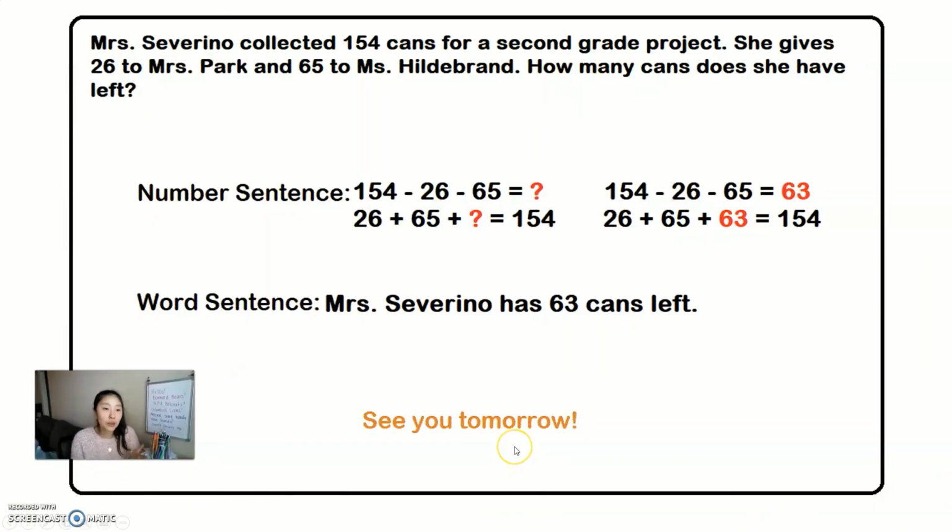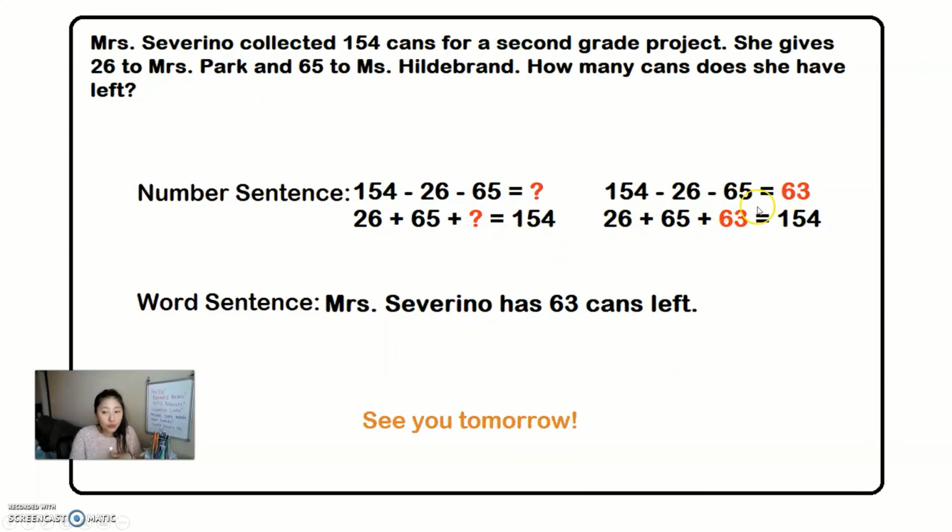So, what we ended up with is Miss Severino collected 154 cans for a second grade project. She gives 26 to Miss Park and 65 to Miss Hildebrand. How many cans does she have left? The number sentences can vary. There's different number sentences. Some of you might put a question mark or a box where you don't know the answer. You can either do it in subtraction or addition because it's fluid. It goes back and forth. If you have 154 minus 26 minus 65 equals question mark, that's the same thing as saying 26 plus 65 plus a number equals 154.